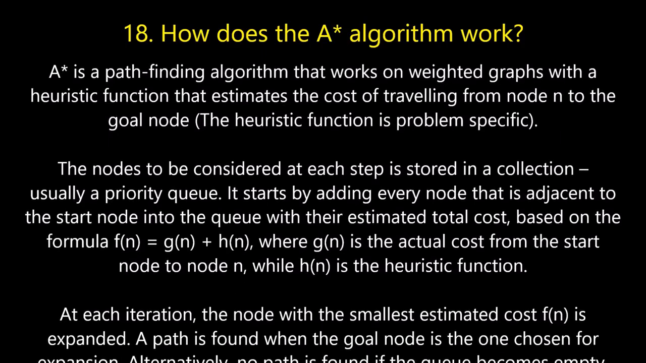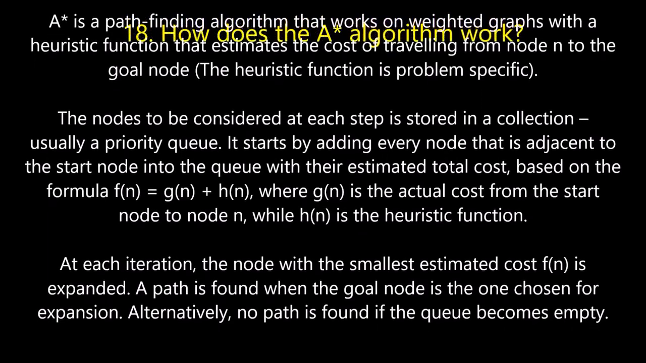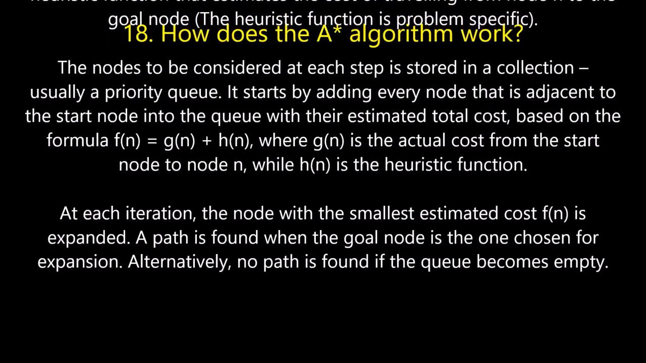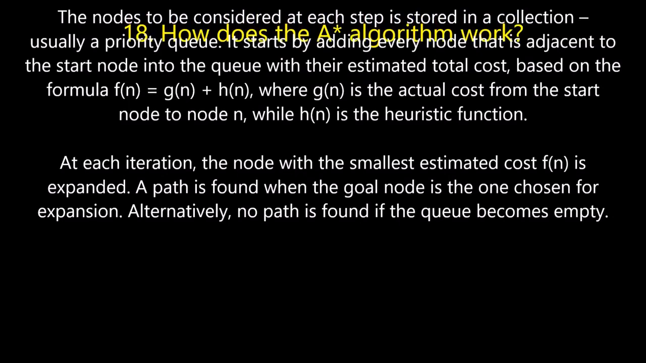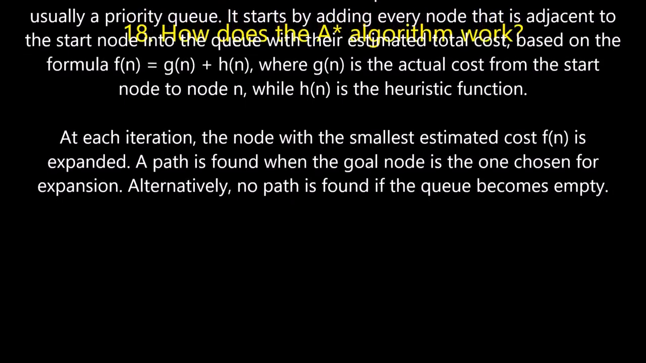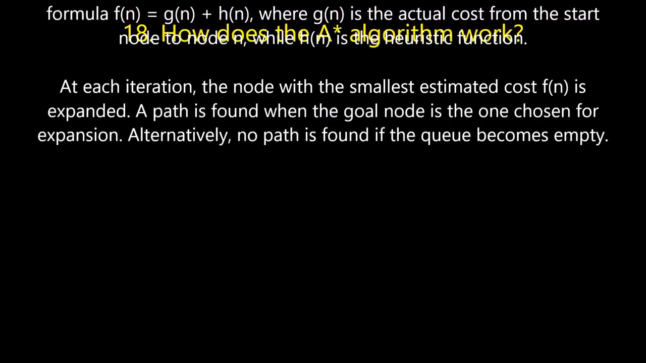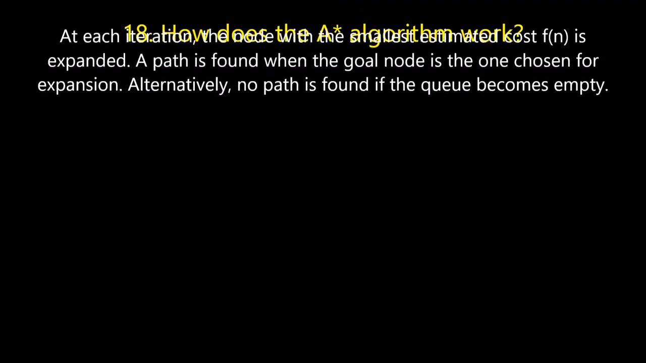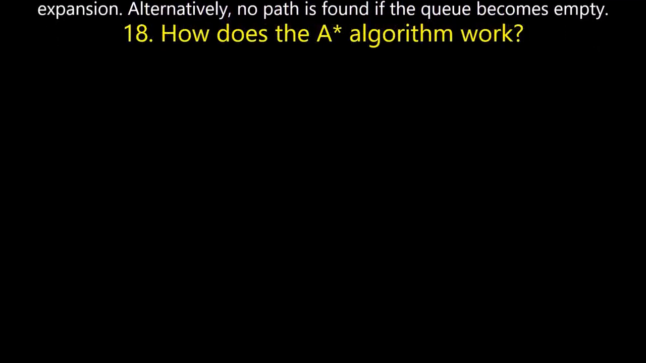based on the formula f(n) = g(n) + h(n), where g(n) is the actual cost from the start node to the node n, while h(n) is the heuristic function. At each iteration, the node with the smallest estimated cost f(n) is expanded. A path is found when the goal node is the one chosen for expansion. Alternatively, no path is found if the queue becomes empty.